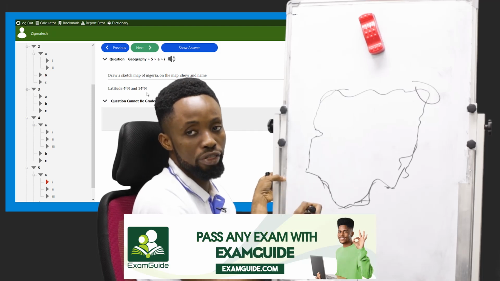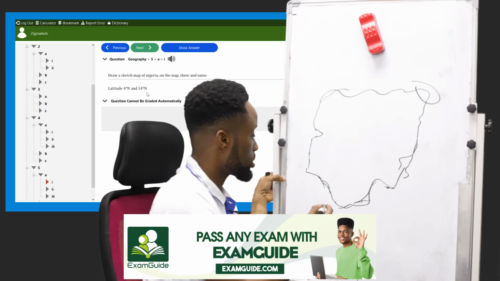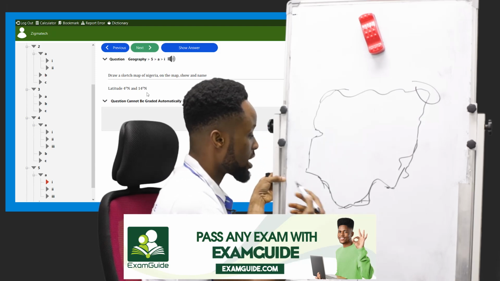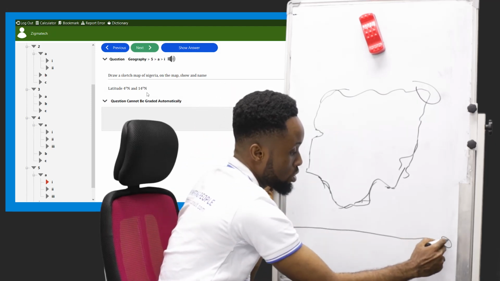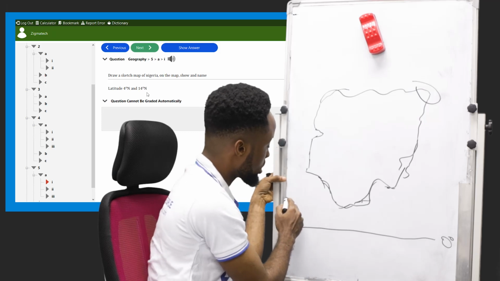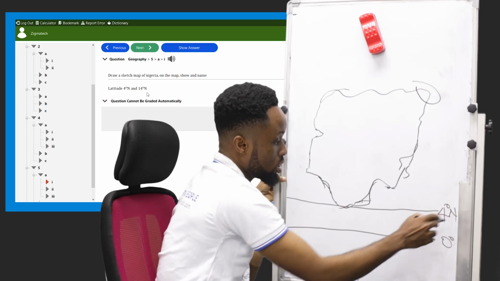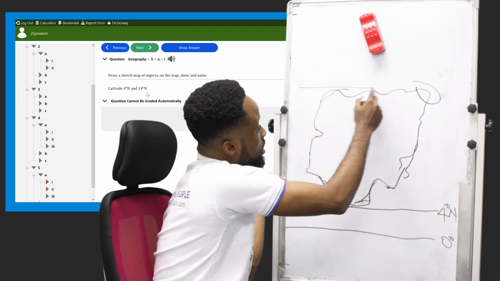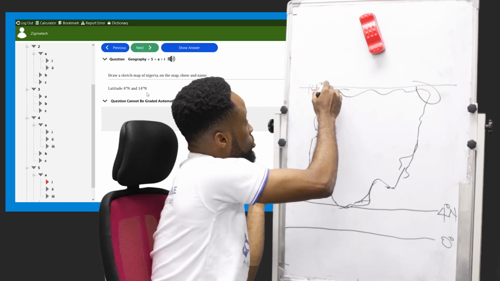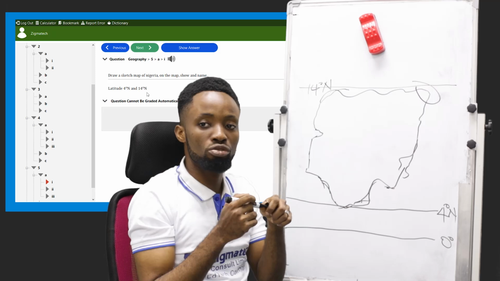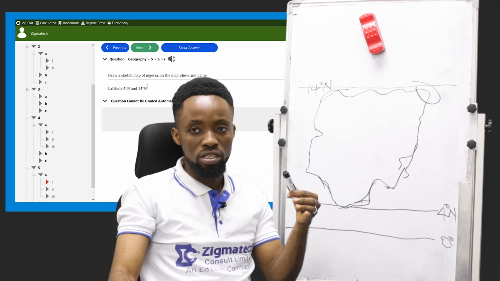Now the first thing we are meant to find is latitude 4 degrees north and 14 degrees north. So Nigeria is right above the equator. If we have the equator down here at 0 degrees, then hopefully this place here is 4 degrees to the north, and this place at the top here is 14 degrees to the north. So we've succeeded in locating 4 degrees north and 14 degrees north.